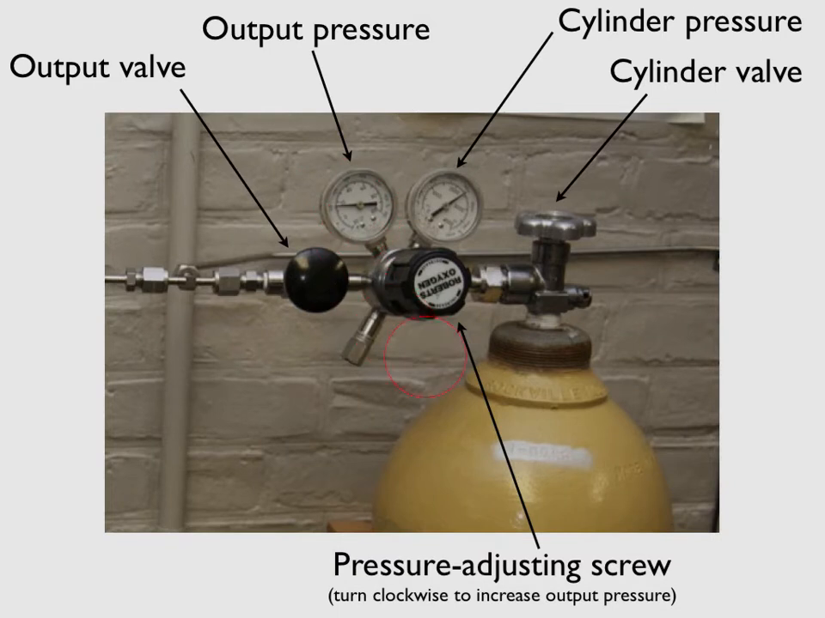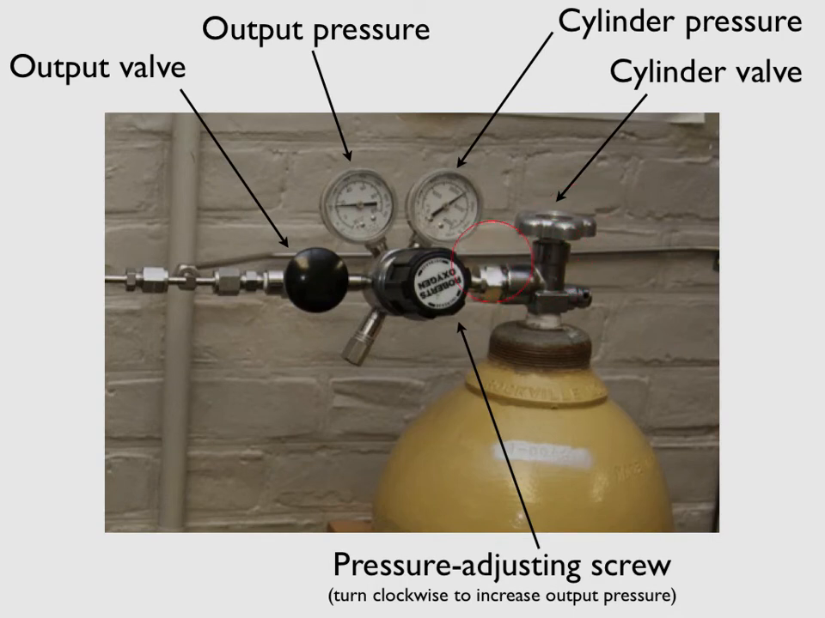So again, the way in which you deal with this is with the cylinder valve closed and with the output valve closed. You would attach the regulator to the cylinder. You tighten this fitting right here. You can completely open the pressure adjusting screw, that is, turn it completely counterclockwise until it spins freely. That will make the output pressure 0. So at that point you can open the cylinder valve.